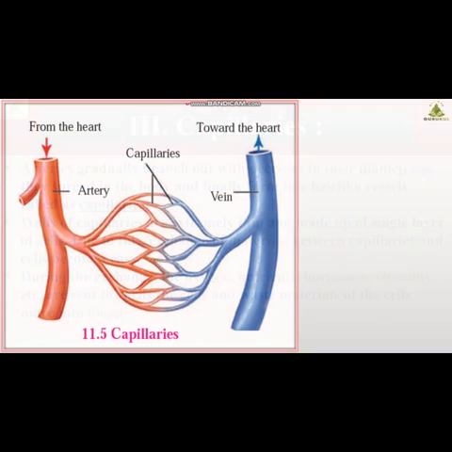Let us understand the figure, students. Please observe the figure carefully. The red colored structure is an artery, which is carrying the blood away from the heart. On my right hand side we have a blue colored structure, which is a vein, which carries the blood towards the heart, right? And in between we have our capillaries. Now let us understand it.